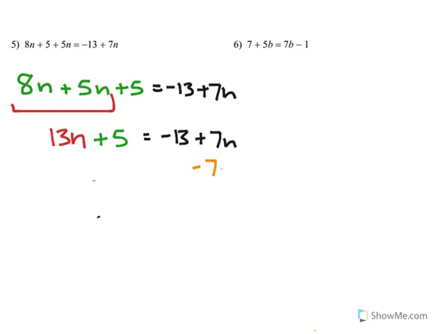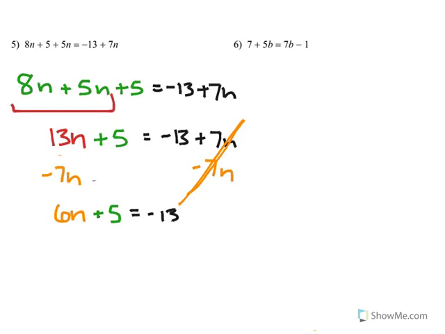I am going to take 7n from this side because when I subtract 7n from here, it does cancel that out. But whatever I do to one side, I've got to do to the other side. Now watch what happens. It is now gone from the right-hand side, and 13n minus 7n, that simplifies to 6n. We still have our plus 5, and it is all still equal to negative 13.